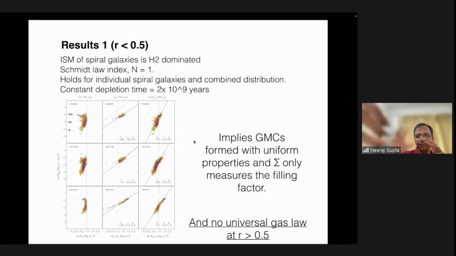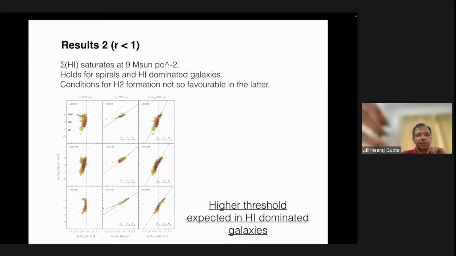if we don't have the resolution, we take the galaxy as a whole. But what this implies is that these giant molecular clouds are probably found with uniform properties, and this gas surface density is only measuring what is called the overall filling factor of such clouds present in the galaxy, right? That's one nice thing that comes out of it.